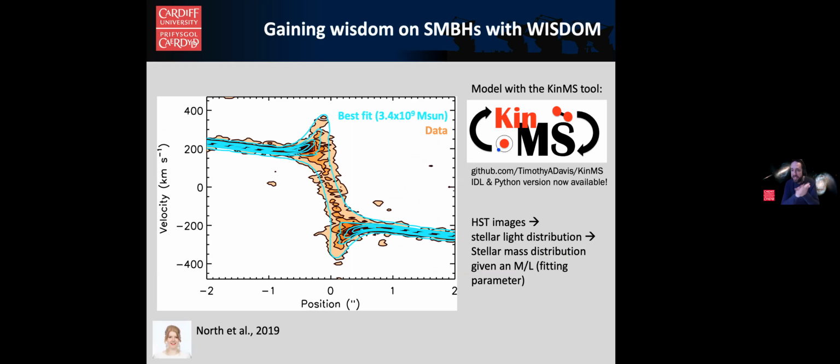So with this KinMS tool, we can complete a full modeling of the data cube to find our best fit parameters in a Bayesian framework. And we include information on the stellar potential. And we do that via modeling of the Hubble Space Telescope images to get the stellar light distribution. Obviously, we have to include the dust correction that was mentioned as very important in Ben's talk. And that gives you your stellar mass distribution modulo a mass to light ratio, which is a fitting parameter in our modeling.